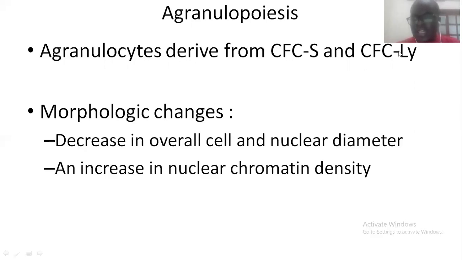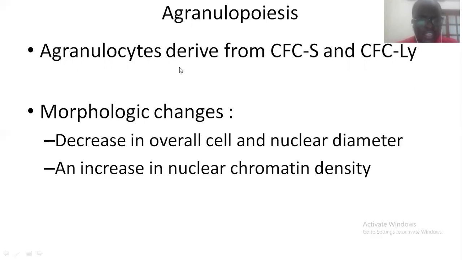And the other cell, the monocyte, is still coming from the myeloid. Remember, it's still coming from the myeloblast. So that myeloblast can also differentiate into the colony-forming unit stem cell that is common to granulocytes and one of the agranulocytes, in particular the monocytes. So the monocyte has a similar origin to the other granulocytes, like we've already discussed.